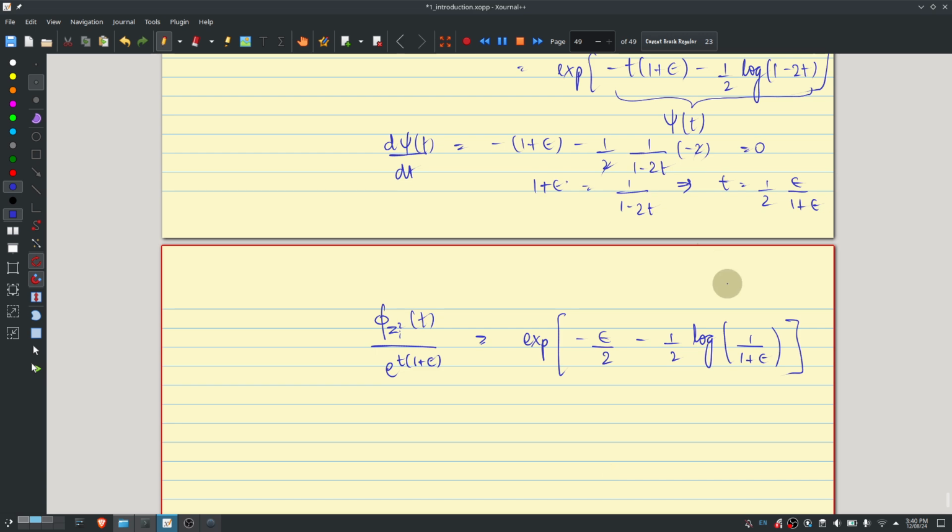So the main point here is that I can also write this as 1 over 1 plus epsilon times e raised to minus epsilon over 2. Okay.